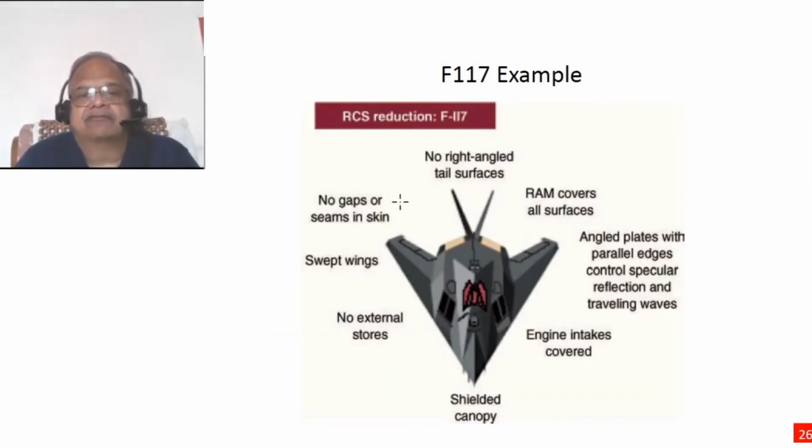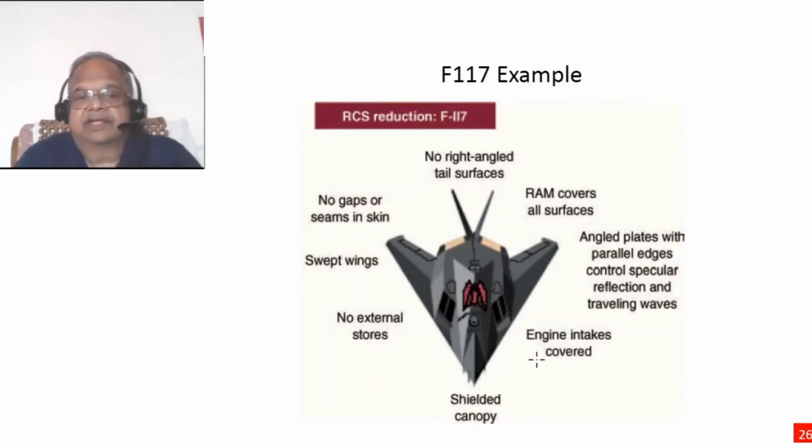So a little more detail on the F-117. No right angled tail surfaces, they are canted, they are no longer parallel, swept wings, and no external stores. Even though it's a compact airplane, all the stores like missiles and bombs are housed inside the fuselage. So there is nothing sticking out. Whenever they need to be released, there is a door-like thing which slides back, and the store is dropped down and then fires. This has its own problems, but to reduce the back scatter of the radar waves, all the stores are carried in-house and flush inside the fuselage.